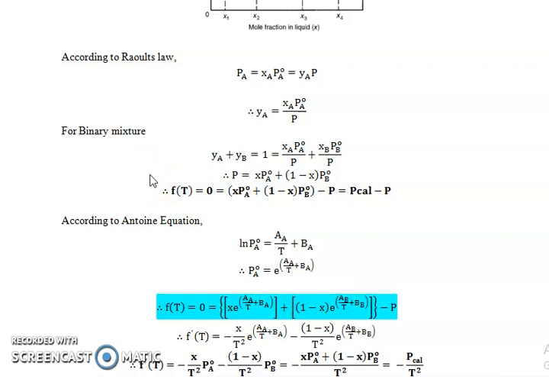So now, to calculate the bubble point, P calculated should be equal to P. So P calculated minus P is equal to 0. That function, where we put the P calculated value from the above equation and P, we call Ft, and it will be calculated considering this particular function.